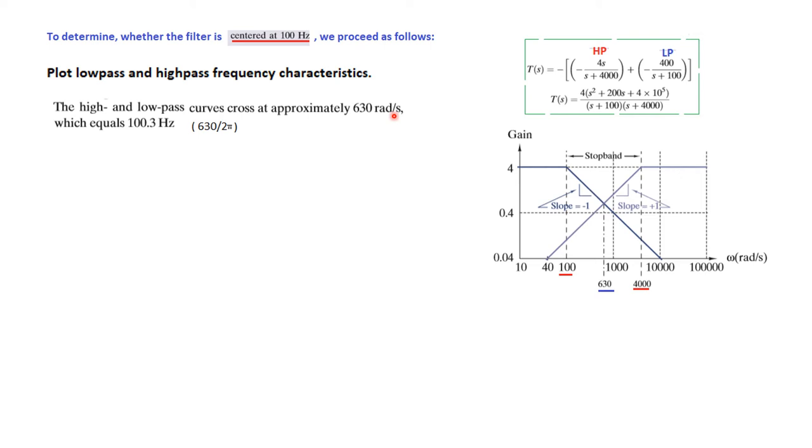Now, if we divide by 2 pi to convert into hertz, then it becomes 100.3 hertz, which is very close to the desired center frequency of 100 hertz. From here, you can also see the corner frequencies of the low pass and the high pass. I hope this gives you a better understanding. And based on this understanding, now we'll solve the next problem.